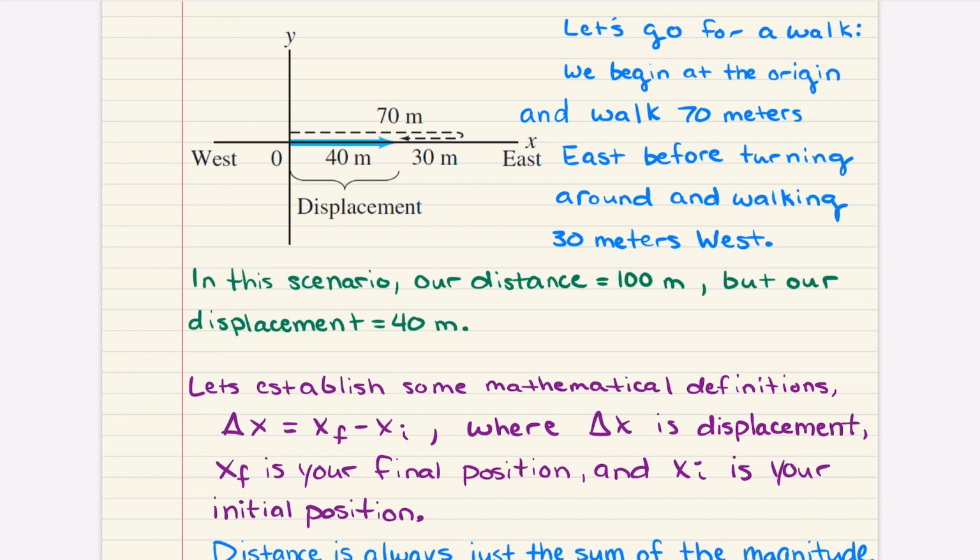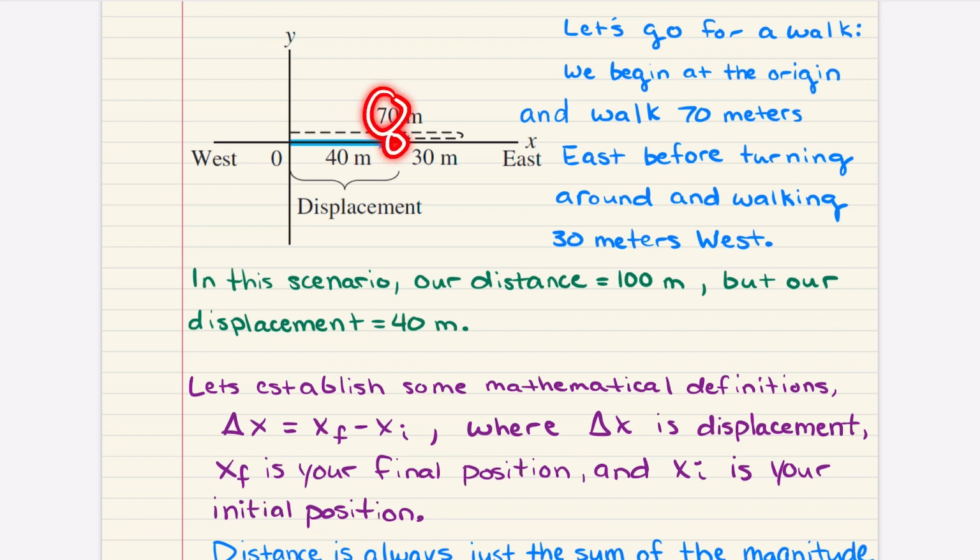Delta x, we're going to label displacement as delta x because delta just means change, and x is just a variable for position. So change in position is what we're going to call displacement, and it is defined as x sub f minus x sub i. That sub f means our final position, and that x sub i means our initial position.